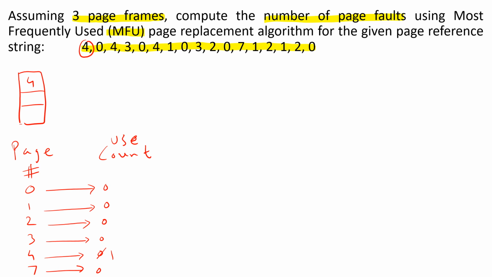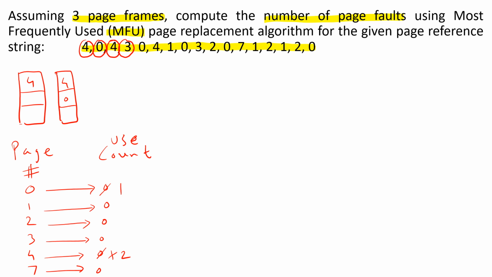Next we need page 0. There is a page fault, we bring that page into main memory, the count becomes 1. That will happen for 0. Then we again need page 4. It is already there, no page fault, we simply use the page. But now since page 4 is used twice, its use count is 2, because after taking that page into main memory, we have used page 4 twice.